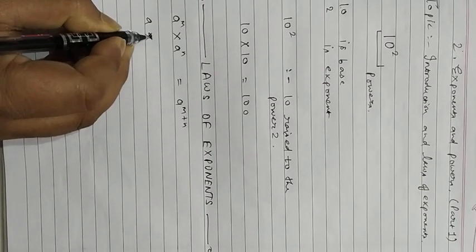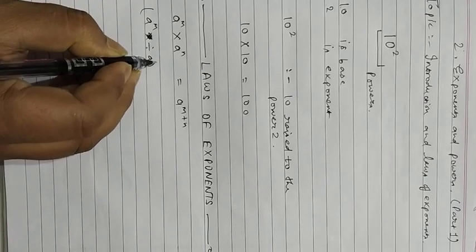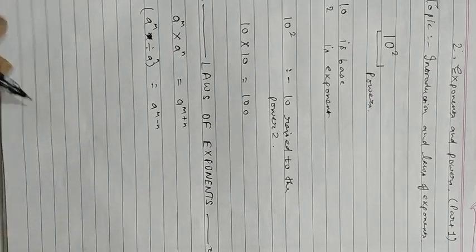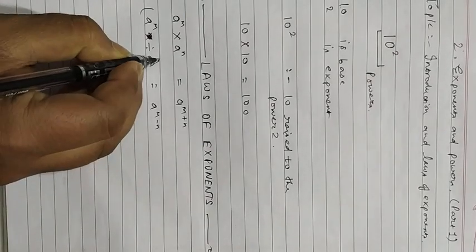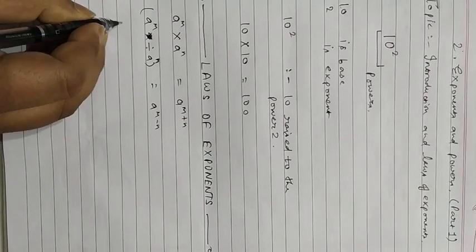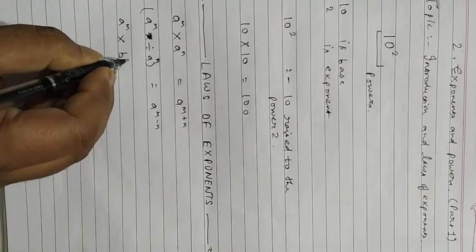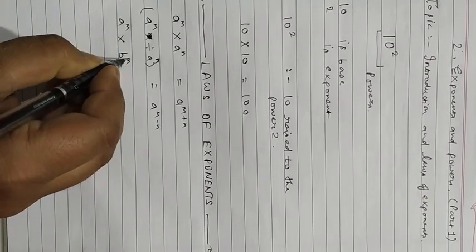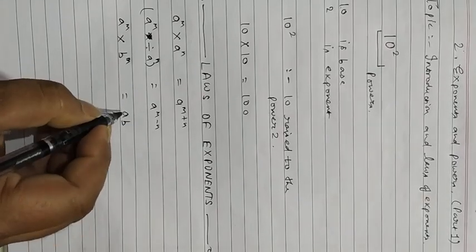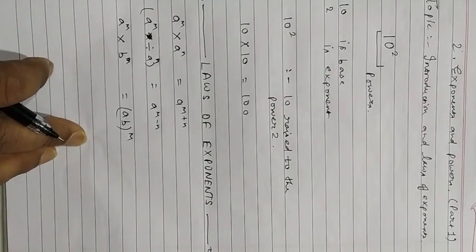When the same bases are divided, their powers are subtracted. But when the bases are not same, but their powers are same, then the bases are multiplied and the power is taken as common.